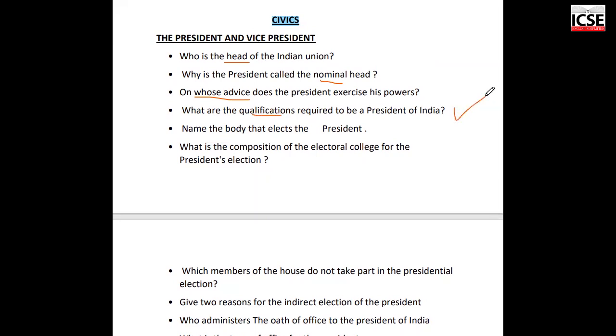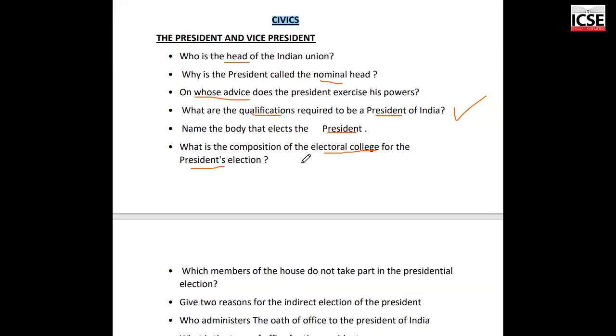What are the qualifications required to be a president? It's a very important question. Citizen of India, 35 years of age, and he should be qualified to be a member of the Lok Sabha. When it comes to the vice president, he should be qualified to be a member of the Rajya Sabha. Other qualifications remain the same. Name the body that elects the president, which is the Electoral College. What is the composition of the Electoral College for the president's election? Now keep in mind, if it's the president's election, the Electoral College has a different composition. If it is the vice president's election, the Electoral College has a different composition.